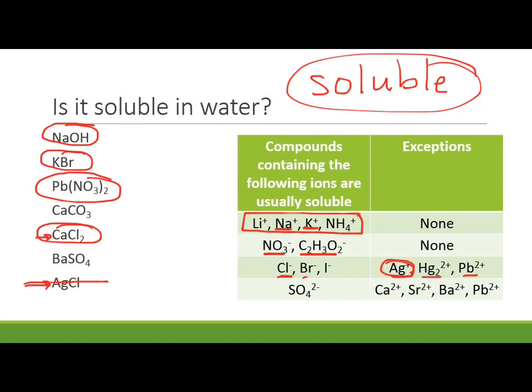No, I don't see any bromides or iodides on the list. Let's move on to the sulfate. Here we've got sulfate. It will be soluble unless it's paired up with calcium, strontium, barium, or lead. In this case it happens to be paired up with barium, therefore insoluble.